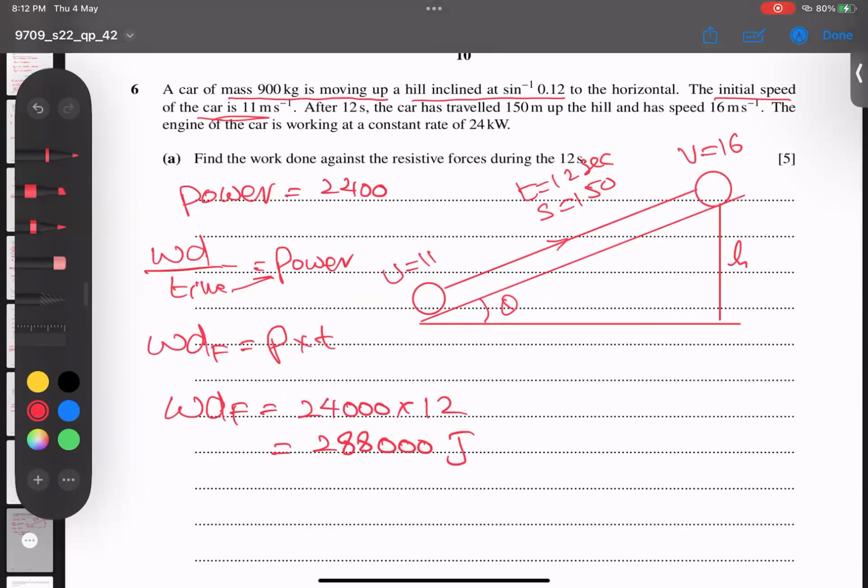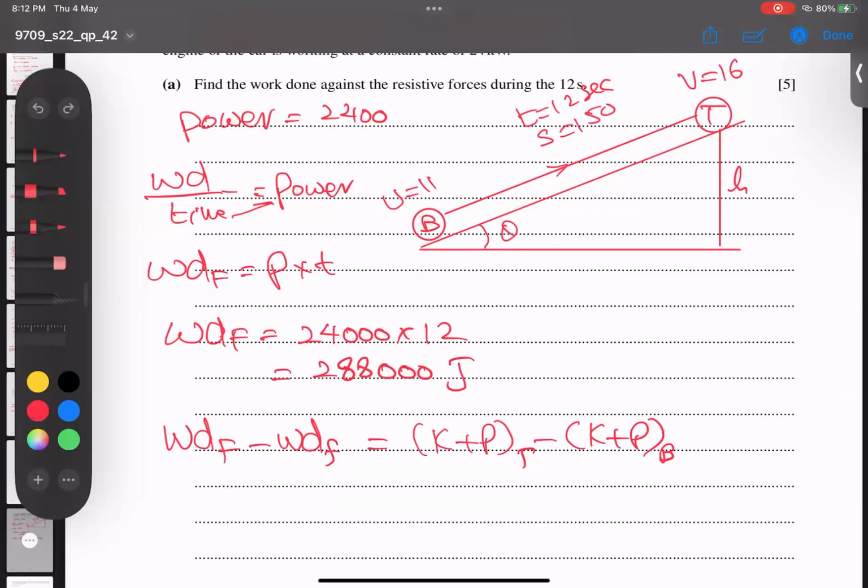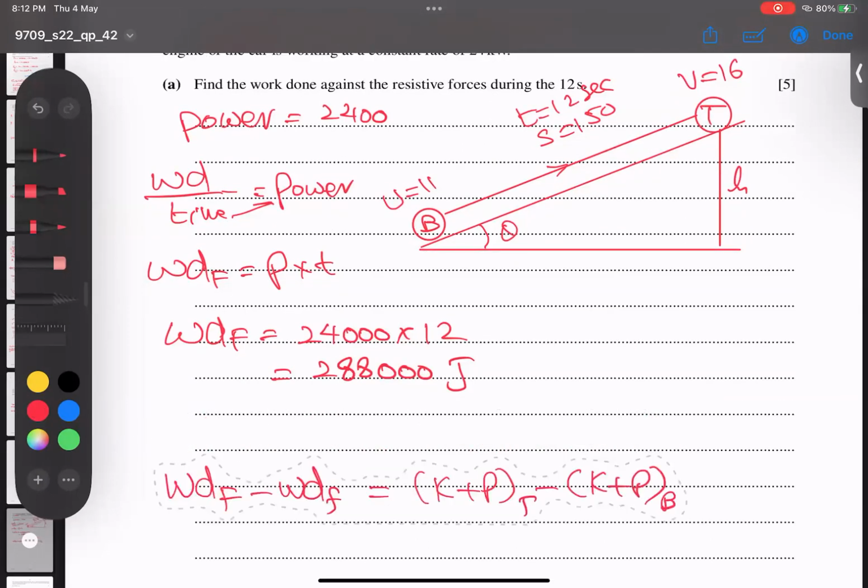Students, normally I use a special formula for this, and that formula will help you a lot. What is the magic formula I always use? Work done by the applied force minus work done by the frictional force equals kinetic energy plus potential energy at the top, T for top, minus kinetic energy plus potential energy at the bottom, B for bottom. It is very clear. And the work done by the driving force, I just got it. So I will find all these things and finish our question.